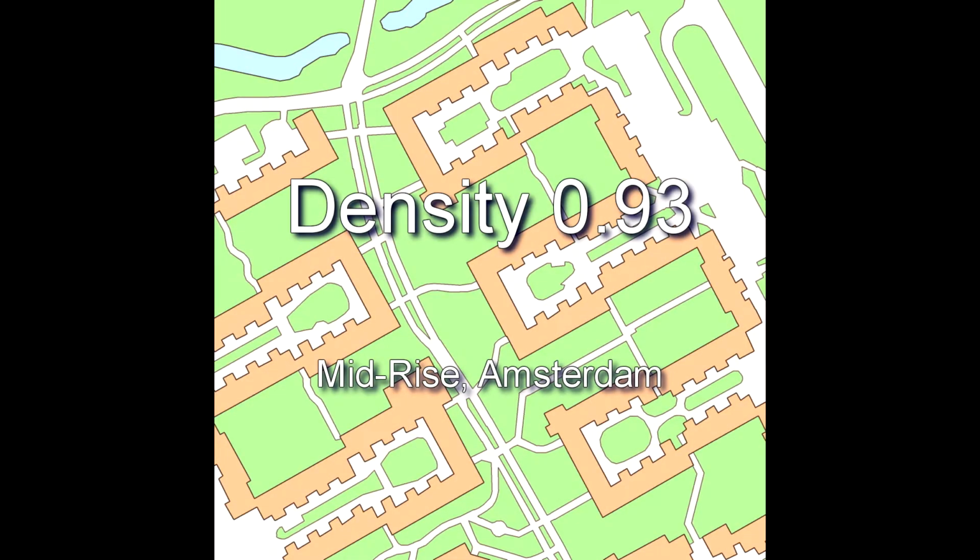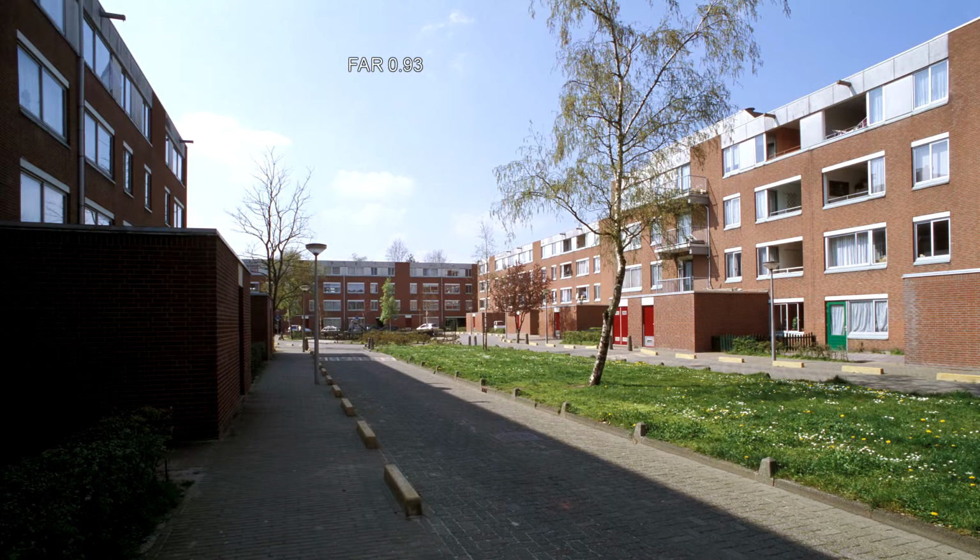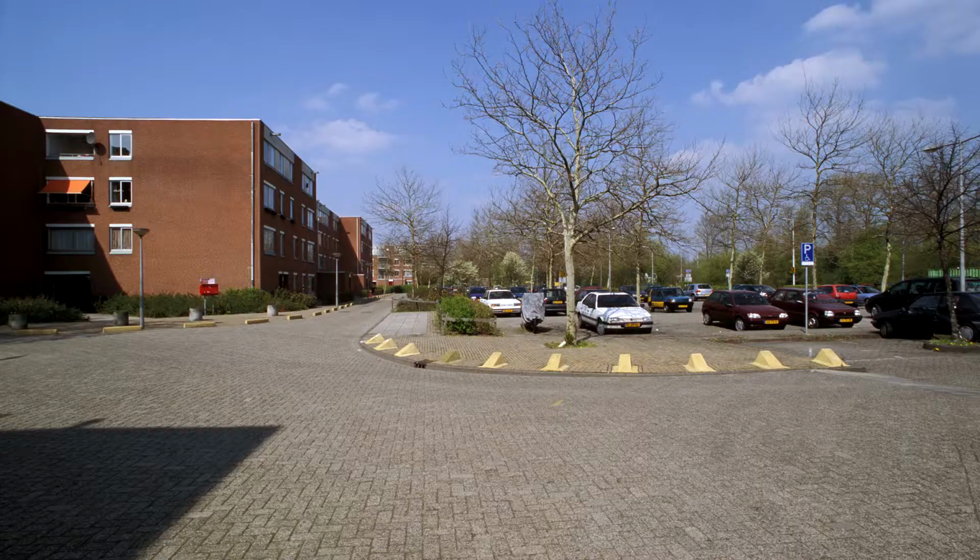They were replaced by mid-rise housing such as this area nearby. The density is somewhat lower because so much land was given over to cars. There is plenty of green space.